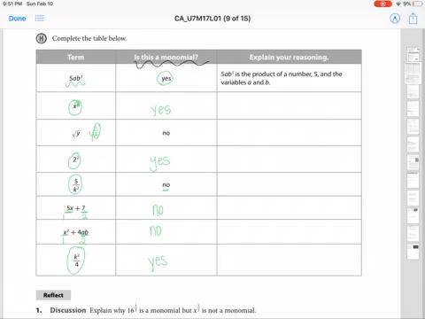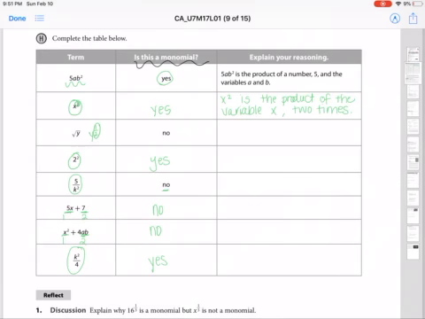So now we're going to go in and explain our reasoning. For x squared, we know that it's a monomial because x squared is the product of the variable x 2 times. Okay, so make sure that you guys are writing this, filling this out.